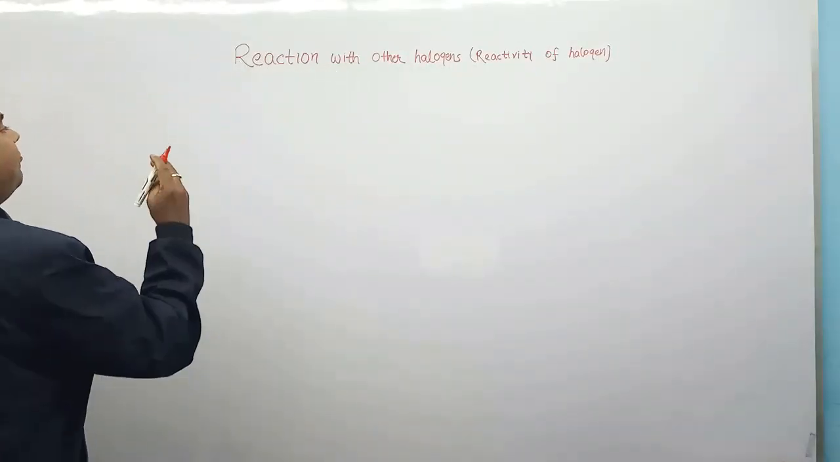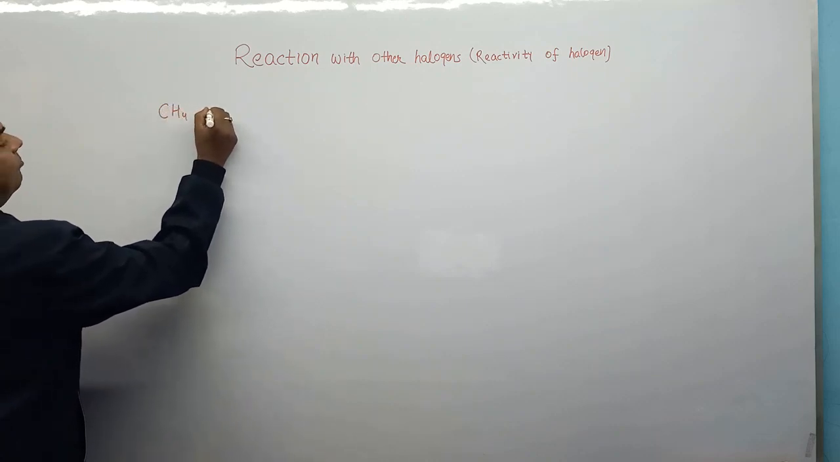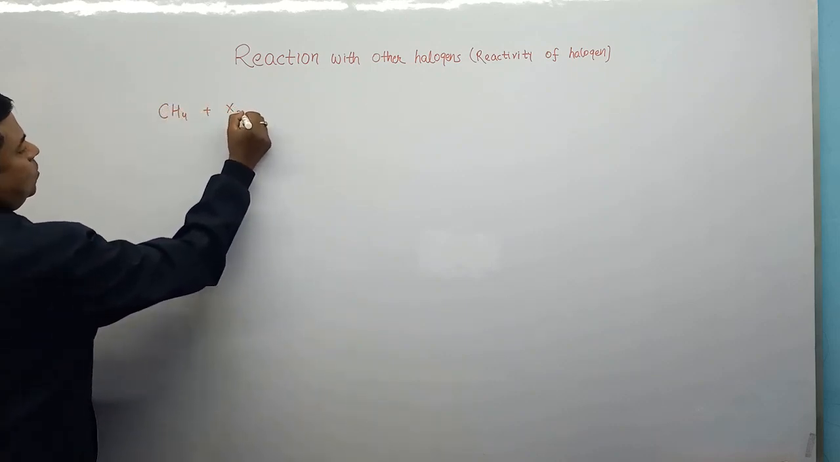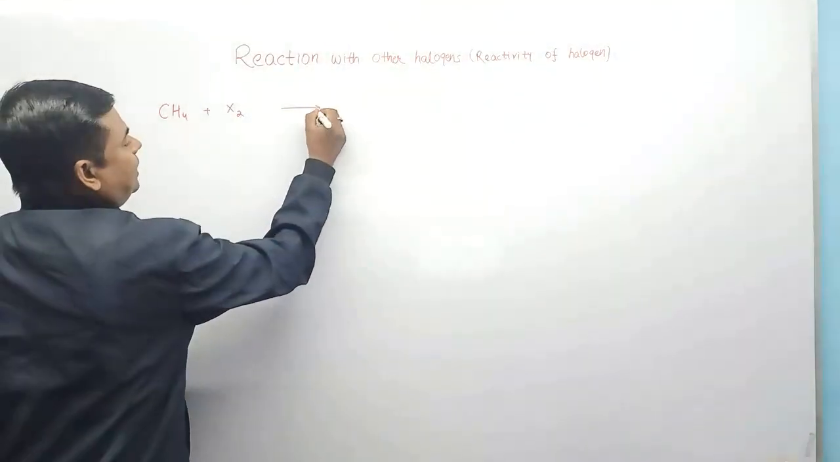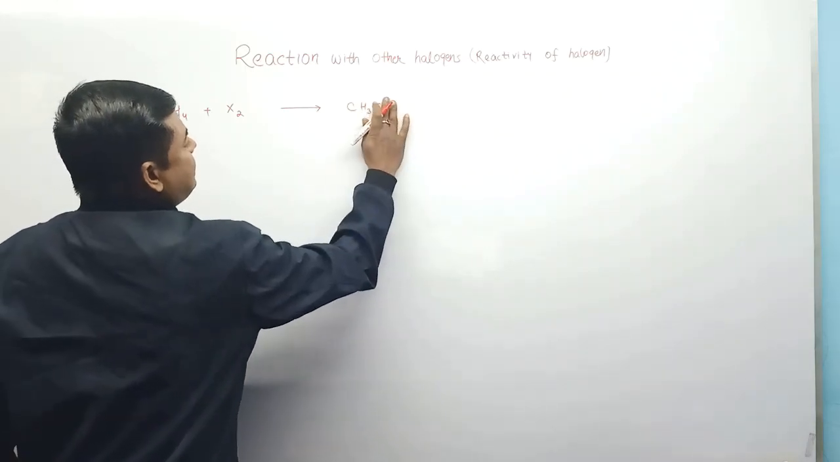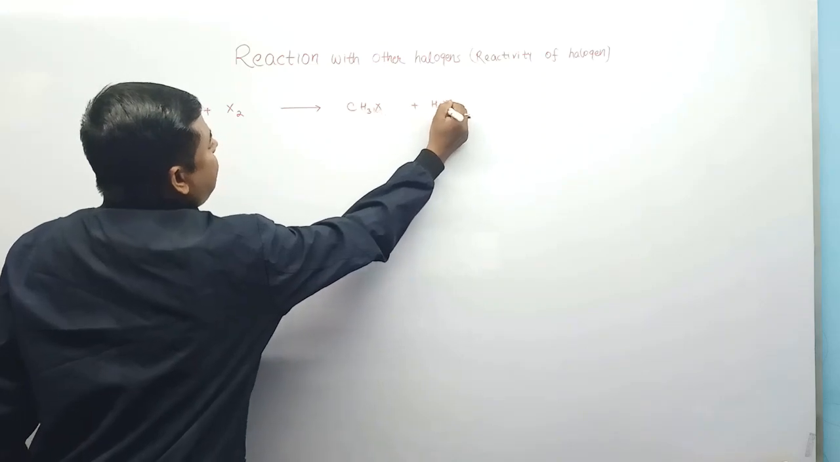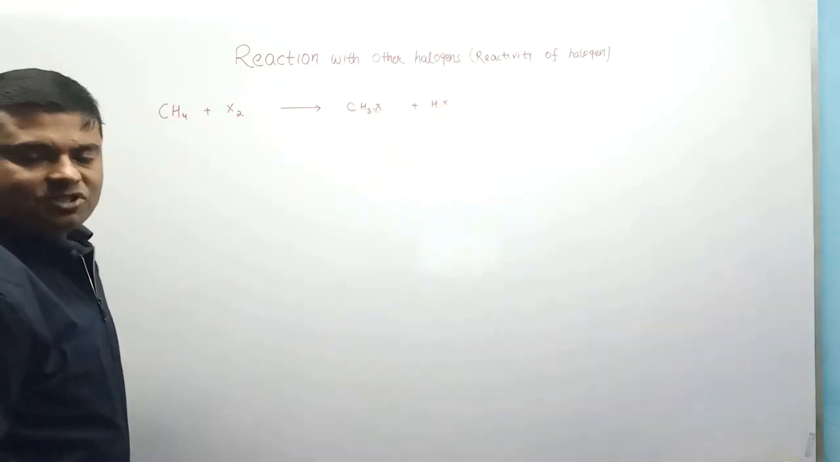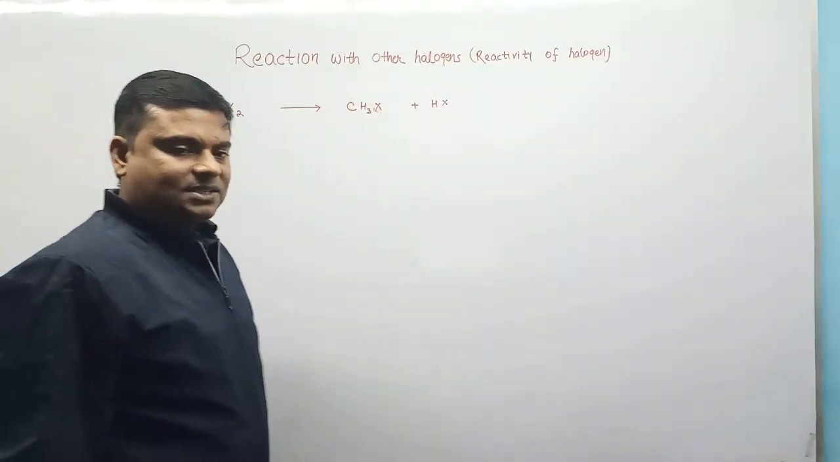See here, we have CH4 and we have a halogen, that is X2. This forms the products CH3X plus HX. If we have excess of CH4, we get the major product CH3X.